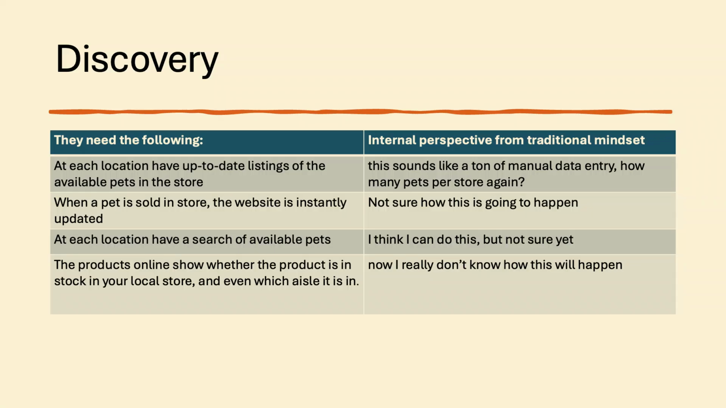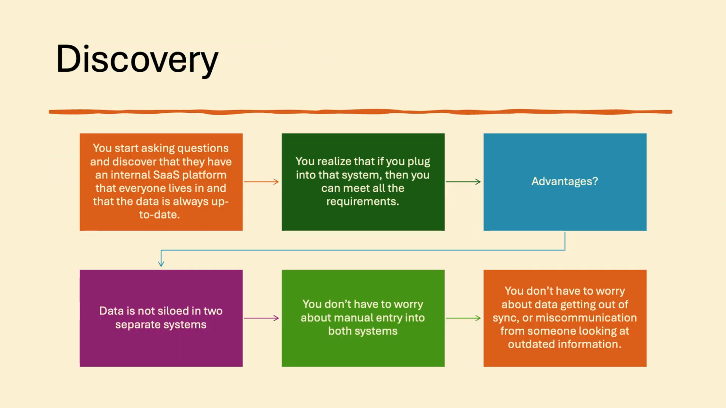But we also want to know: is this a product that's only available online, or do they have it in store? And is it in stock? So we want to be able to keep that data in sync. But now we really don't know how that's going to happen. How do we know what all the stores have for all their products? It's just a lot of information. Manual data is just not going to be able to do it. It's not something that we can do. So let's keep going with our discovery.